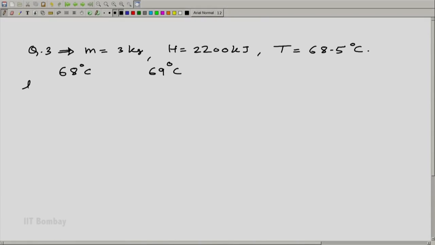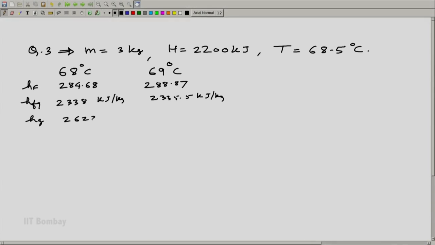If I write those values, hf is equal to 284.68 here and 288.87 here, then hfg is equal to 2338 kilojoule per kg here and 2335.5 kilojoule per kg here, and hg is equal to 2622.7 kilojoule per kg at this point and hg is equal to 2624.4 kilojoule per kg here.